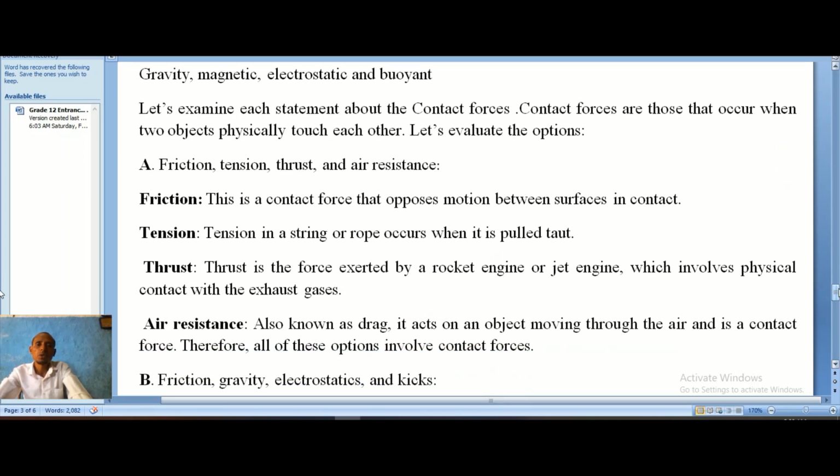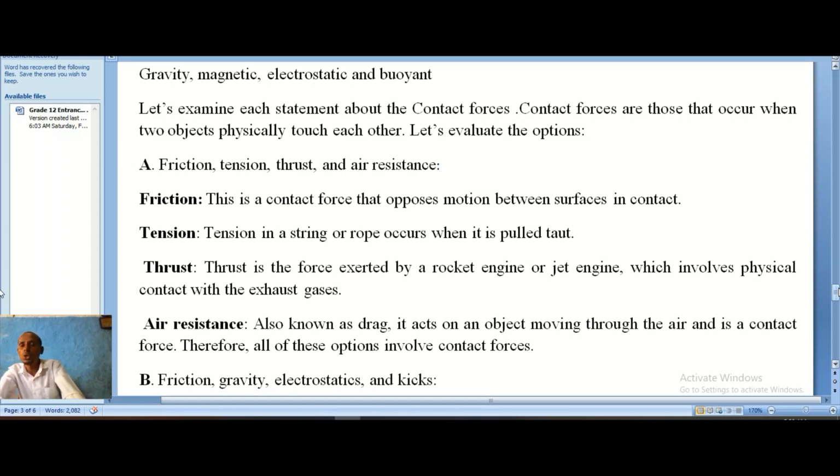Let us examine each statement about contact forces one by one. Contact forces are those that occur when two objects physically touch each other. Let us evaluate the given options. Friction, tension, thrust, and air resistance for choice A. Friction is the contact force that opposes motion between surfaces in contact. Tension occurs in a string or rope when it is pulled.